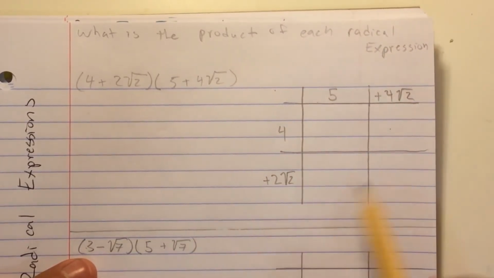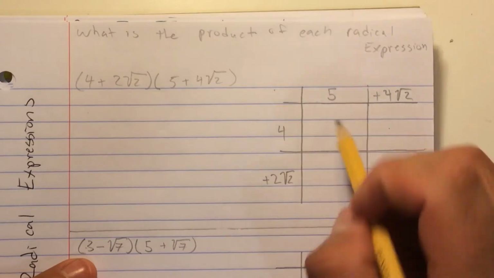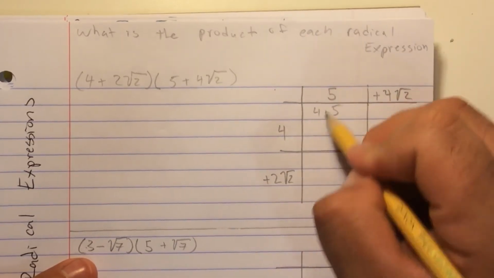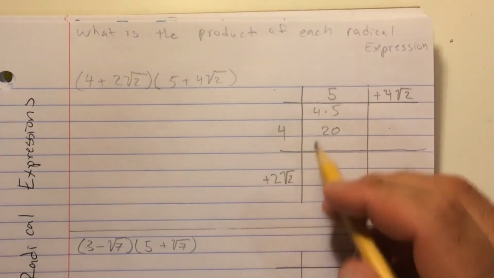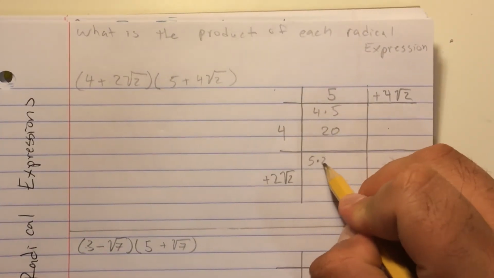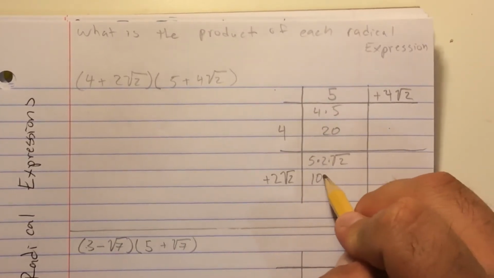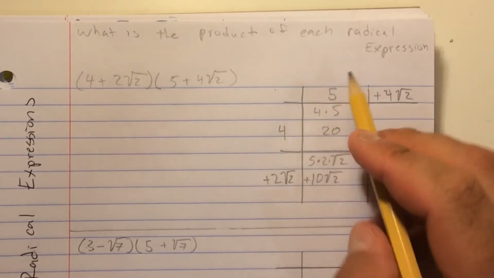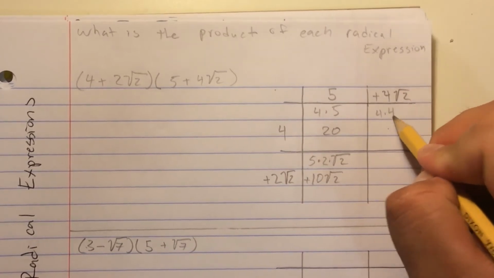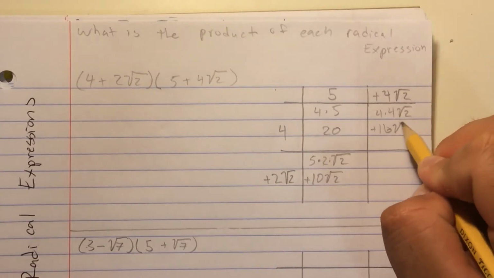Just like we do with these kind of boxes, we're going to multiply across. 4 times 5 is 20. Then 5 times 2 times the square root 2 is going to be 10 square root 2, positive. And then 4 times 4 times the square root 2 is going to be 16 positive also, square root 2.